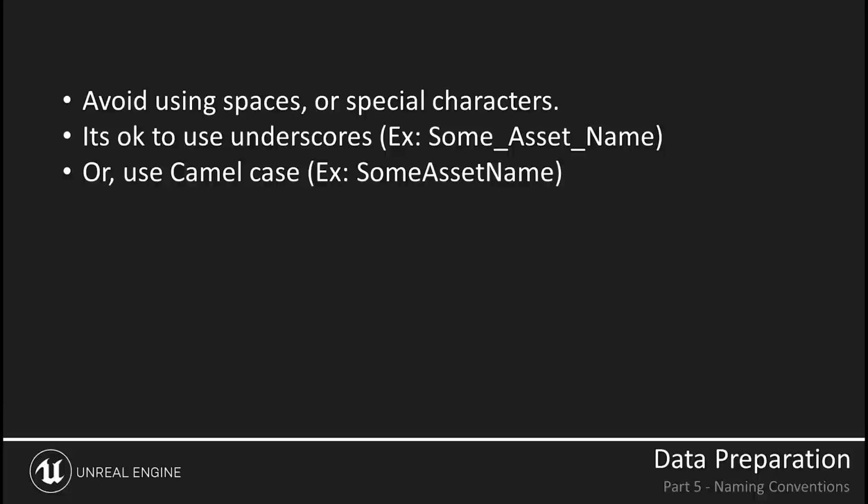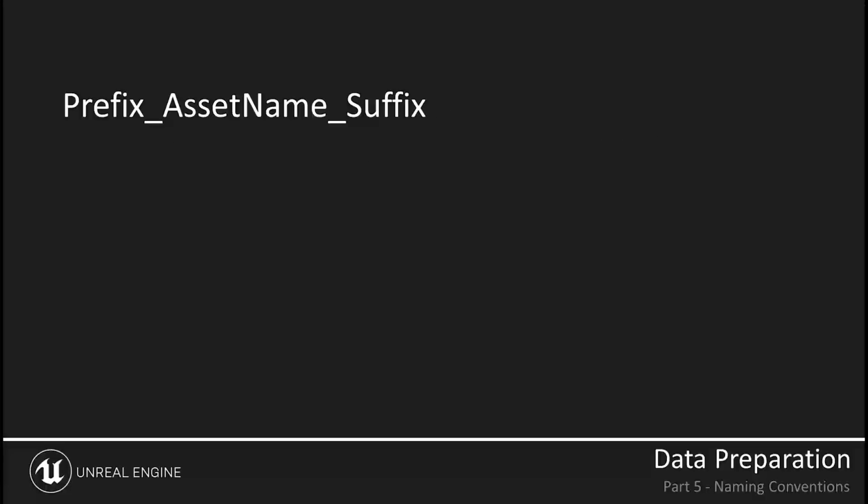Bear in mind that Unreal Engine does not enforce naming conventions, so it's up to you to make sure you do. A best practice for naming assets is to use a simple pattern of prefix, asset name, suffix. You can separate those names using underscores if you like. The prefix, suffix, and name of an asset should be as short as possible to convey the information. Let's look at each part of the name now.